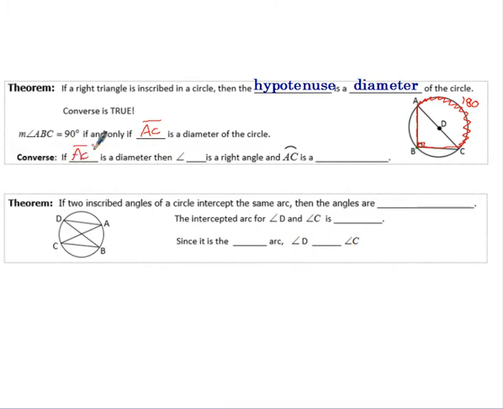And again, if AC is the diameter, then we can say that angle ABC is a right angle, and we can say that AC is a semicircle, or arc AC, excuse me.